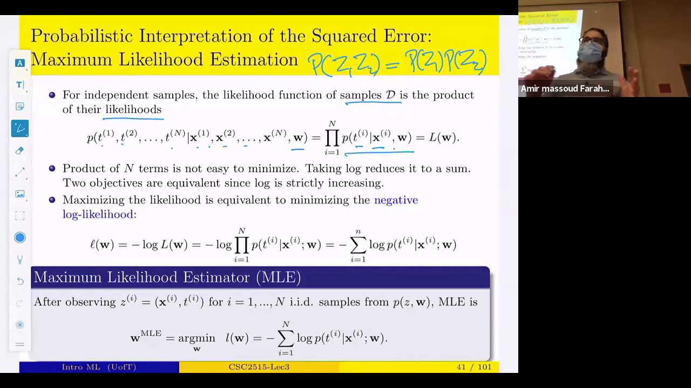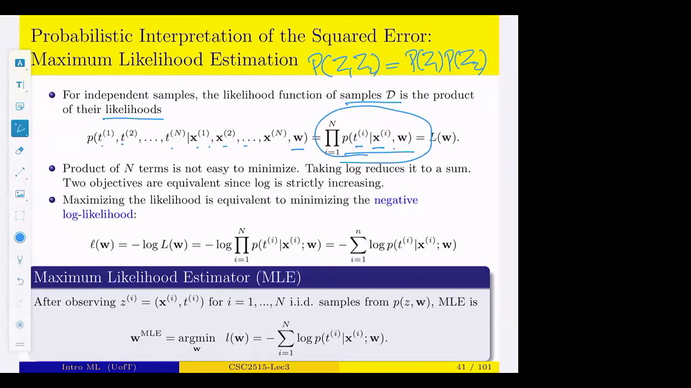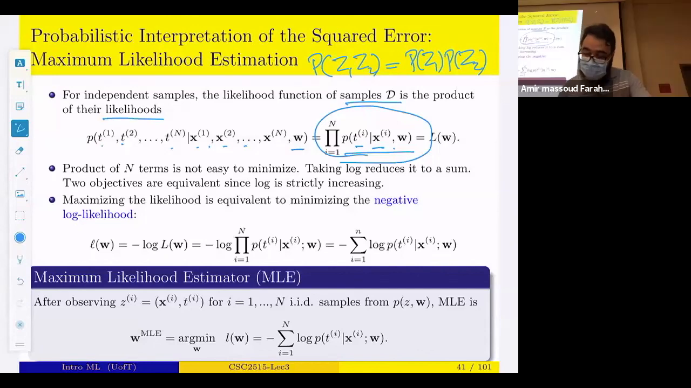So if we want to maximize it, we can try to maximize this term. But maximizing the product may not be very easy or numerically stable. So we can do some numerical simplification, which is that we take a logarithm of it. And then if we take the logarithm, it becomes what? The product becomes a summation, right? So we compute the log of it, and the two objectives are equivalent since the logarithm is strictly increasing. So essentially the logarithm just stretches things, but doesn't change the order of where the maximum happens.